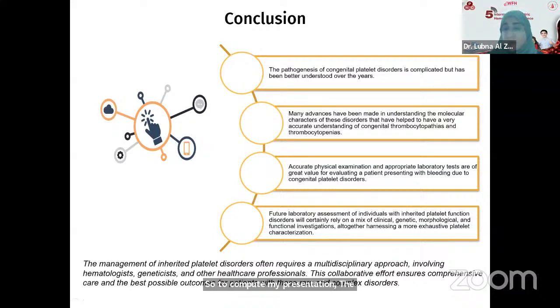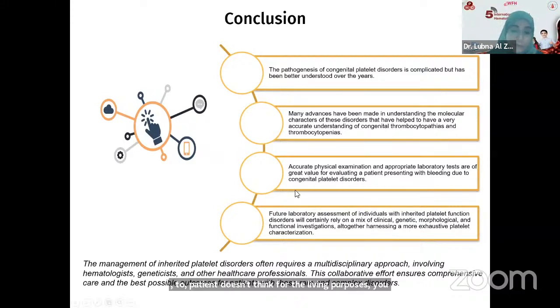the pathogenesis of congenital platelet disorder is complicated, but has been better understood over the last years. Many advances have been made in understanding the molecular characteristics of these disorders that have helped to have a very accurate understanding of congenital thrombocytopathies and thrombocytopenia. However, we still need the accurate physical examination and history with appropriate laboratory tests to evaluate patients presenting with bleeding diathesis due to congenital platelet disorder.